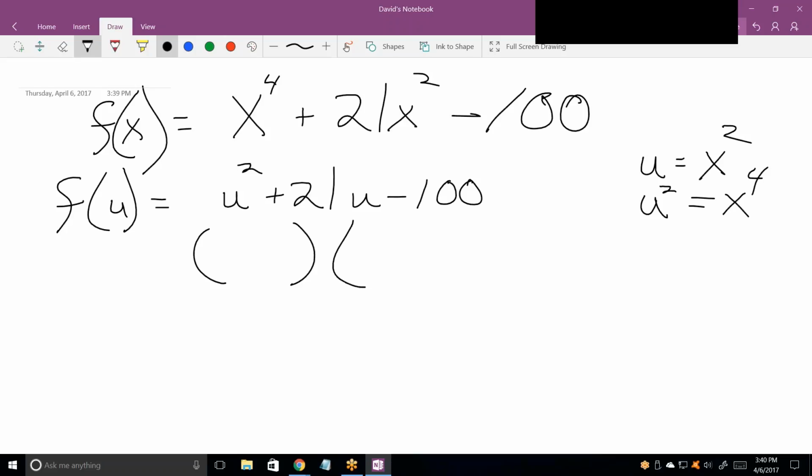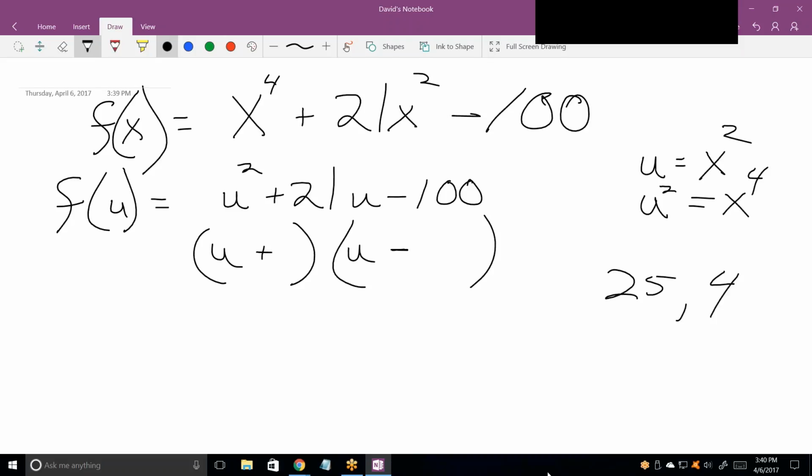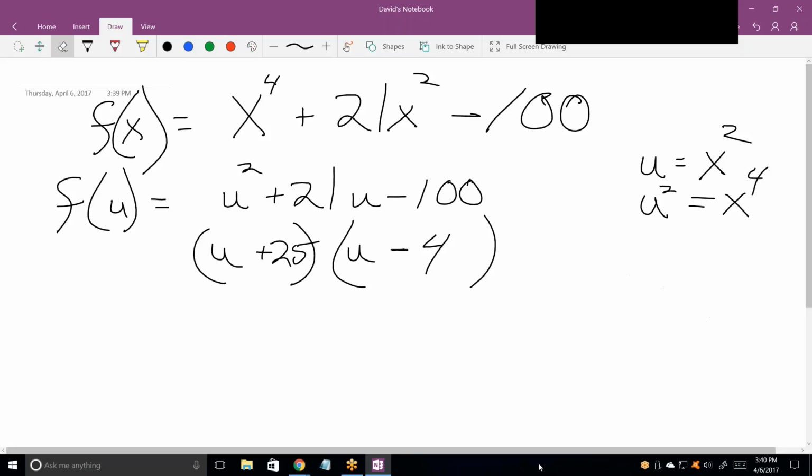What's that factor to? Well, what multiplies to 100 and subtracts to 21? If the sign in front of the constant is negative, then the factors have to subtract to 21. Well, 25 and 4. Where's the 25 go, with which sign? Plus 25 and minus 4. So we would normally say, well, there's our answer.